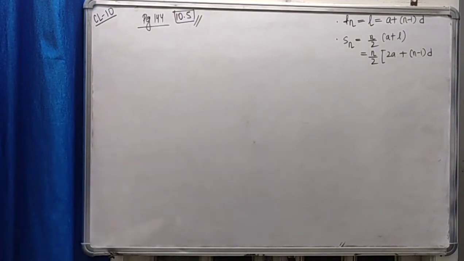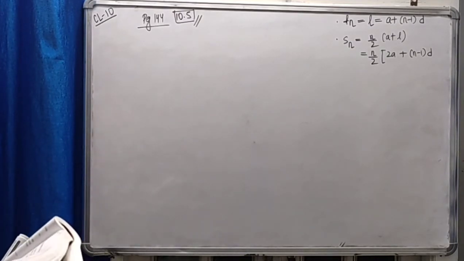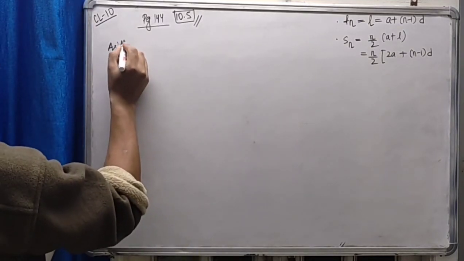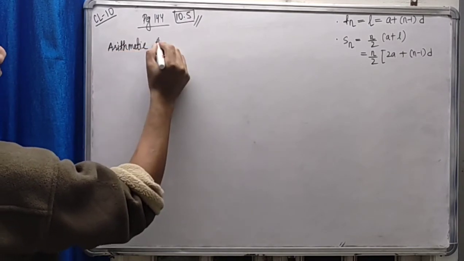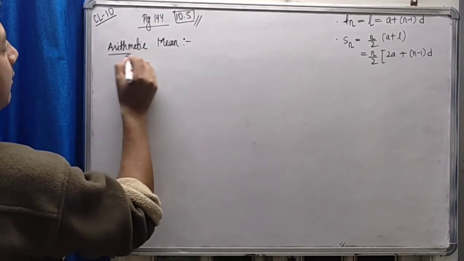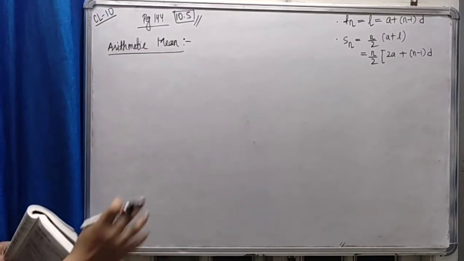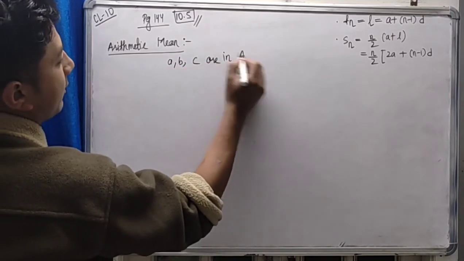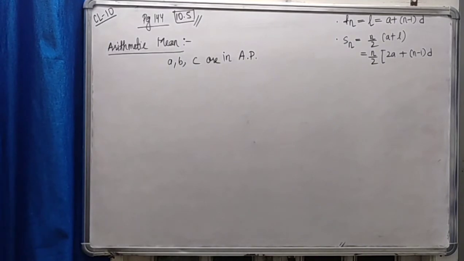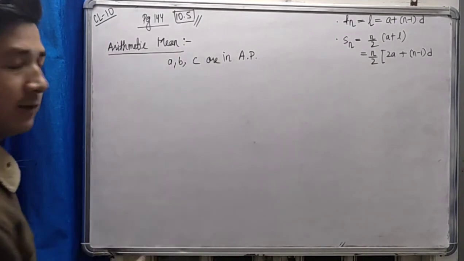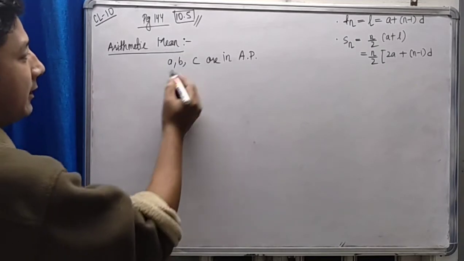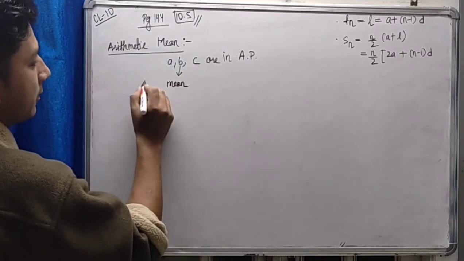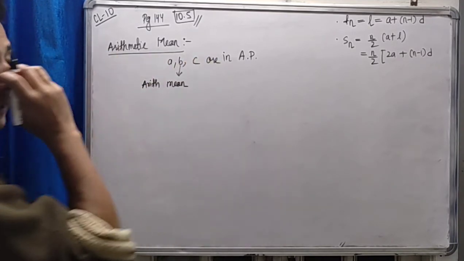Okay, now after that, another thing that we are going to learn is arithmetic mean, AM. What do we mean by arithmetic mean? Now let us assume a, b, c are in arithmetic progression. So if 3 numbers a, b, c are in arithmetic progression, then the middle number b is called the arithmetic mean between a and c.